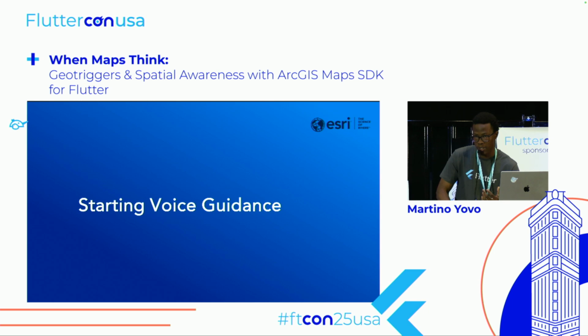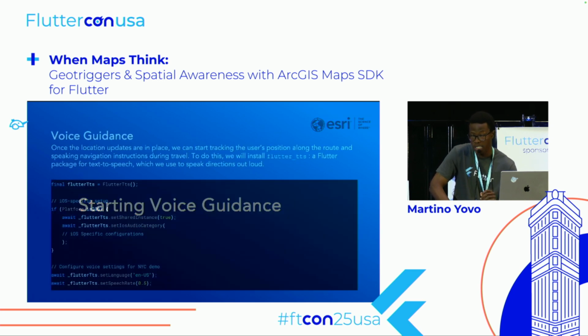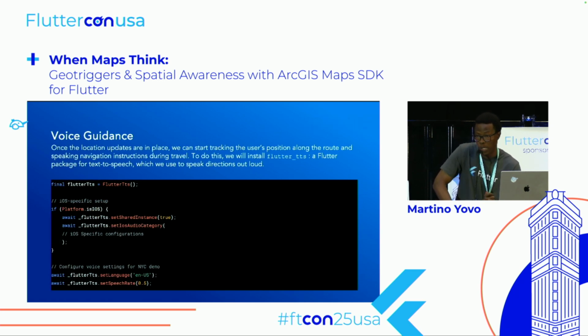Since you already have all these elements, now you can start your voice guidance. The voice guidance is like, I have my message, and how will the user know that he is entering a zone? So we need a third-party library. Here we will be using Flutter TTS, but if you're familiar with another text-to-speech package, feel free to use it.